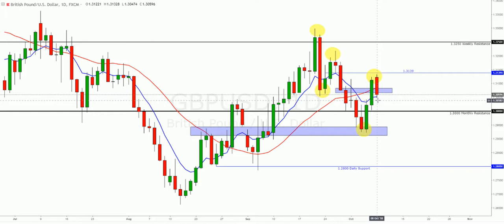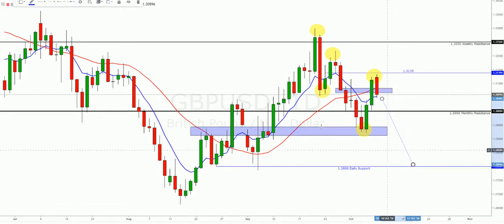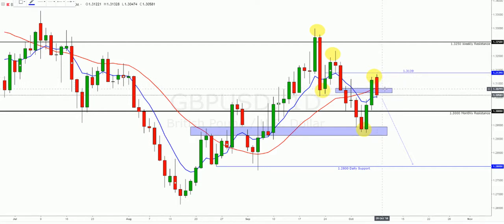If we do manage to close below that, then that would confirm that we are looking to head lower, back towards previous lows and all the way down to that 1.28 daily support. However, if this moving average does hold and we manage to close back up above this support region, then we could be seeing price making attempts at previous highs around 1.32 and 1.3250.